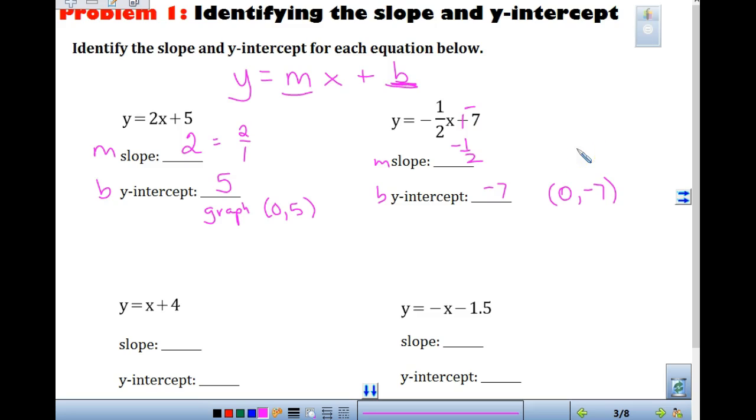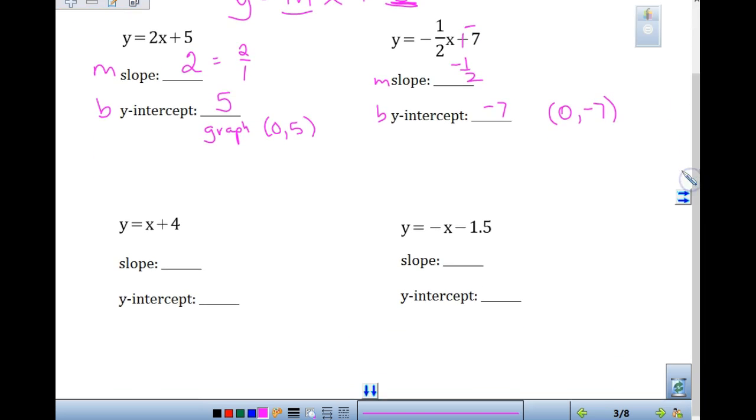So let's look at this next one. Now we already said that our m, whatever is multiplied by x, is going to be our slope, right? Our m. So on this one, what do we technically have in front of x? 1. Awesome. So with that in mind, Ava, what do you think our slope would be? 1. Good. And Daniel, what is our y-intercept? 4. Good. And that will give us a point on our graph of 0, 4, right?